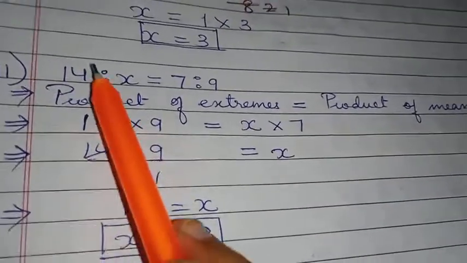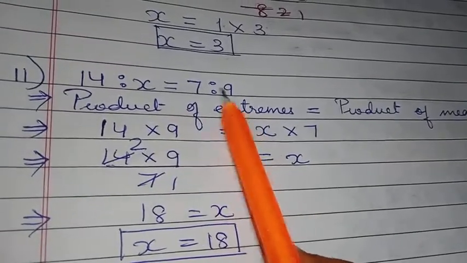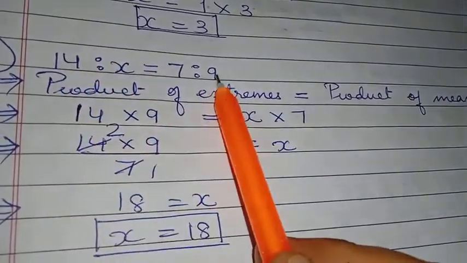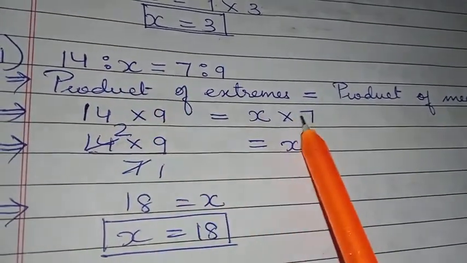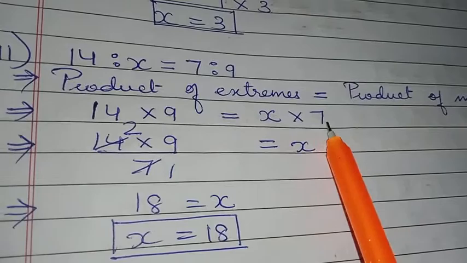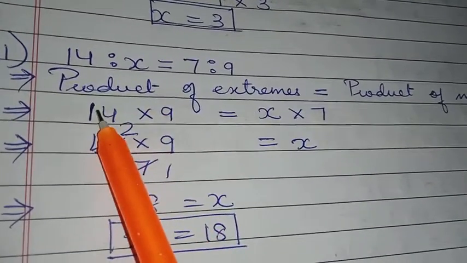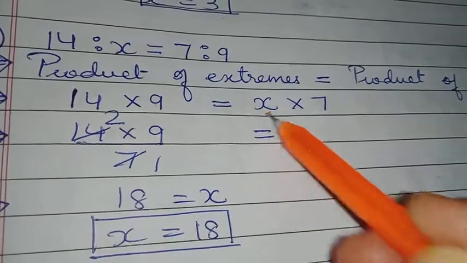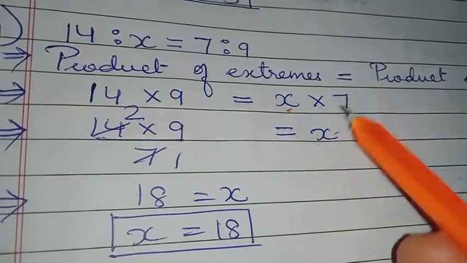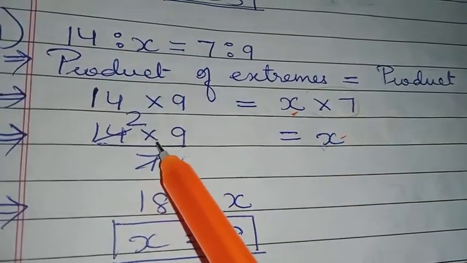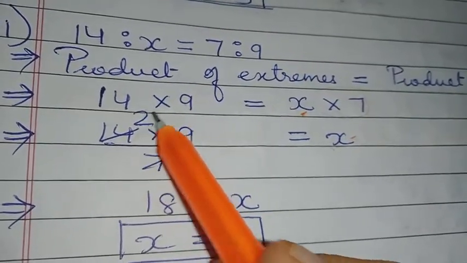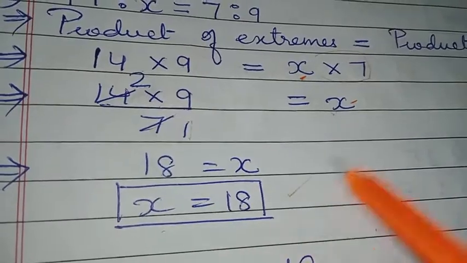Now let us see the next one. 14 is to x is equal to 7 is to 9. So product of extremes is equal to product of means. So 14 and 9 are extremes and x and 7 are means. So 14 multiplied by 9 is equal to x multiplied by 7. Product means multiplication. So now I have to find out value of x. Since it has come on the right side, I'll keep x here, and I'll transpose multiplied by 7. It became divided by 7. So 7 1s are 7, 7 2s are 14. So 2 9s are 18. So value of x is 18.